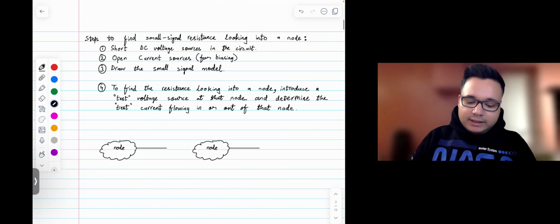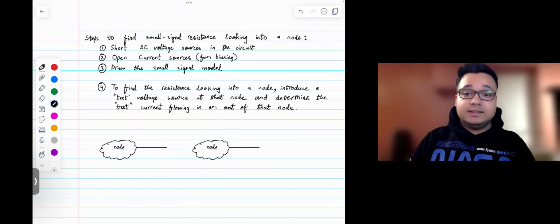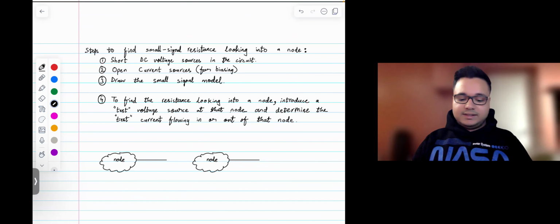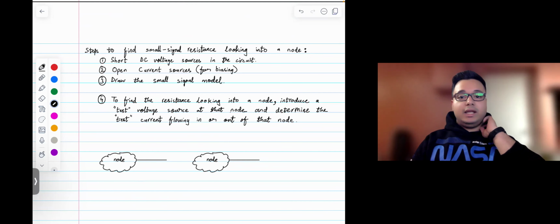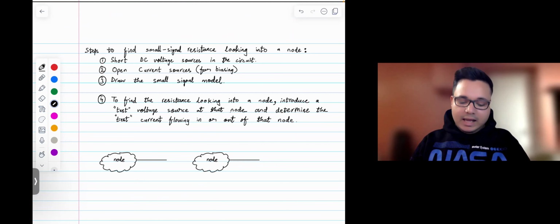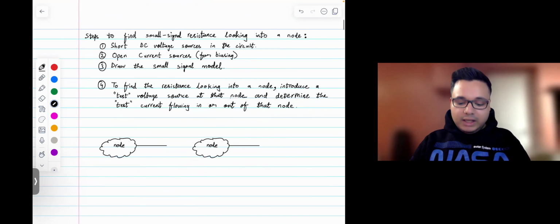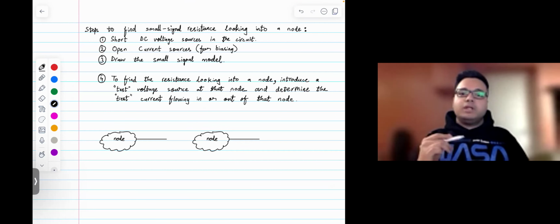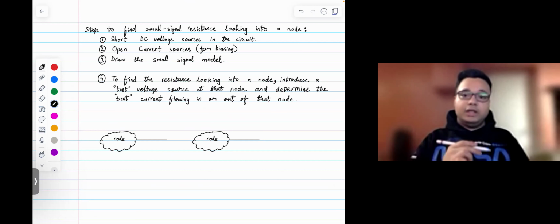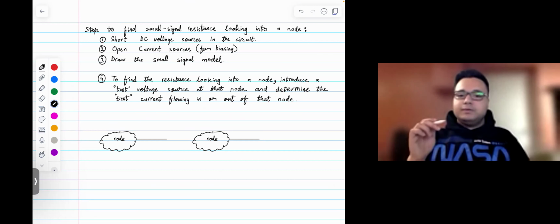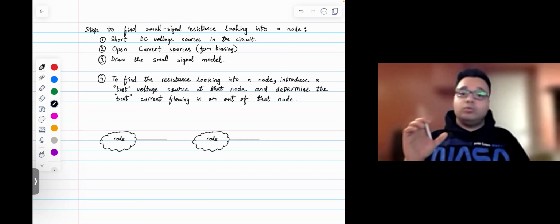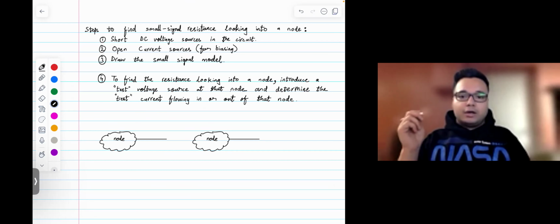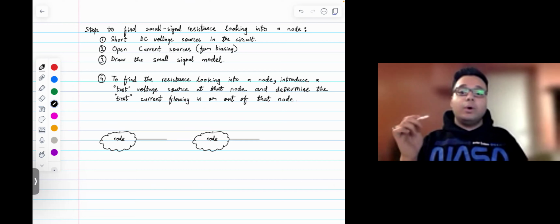All right, so let's look at the steps to find the small signal resistance looking into a node. Step one is that we short any DC voltages in our schematic, any DC voltage sources. Step number two is we open any current sources. Step number three is we draw a small signal model. And then step four is that whatever node we're trying to find the resistance looking into, we introduce a hypothetical test voltage source, and we look at the test current that is going into the node.